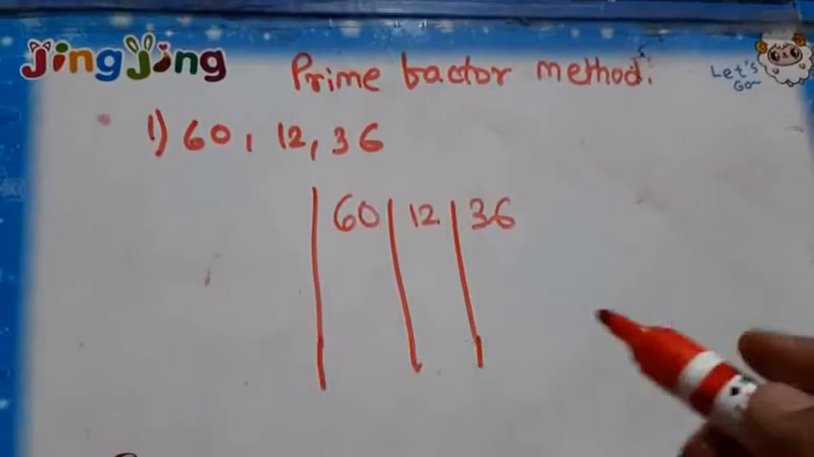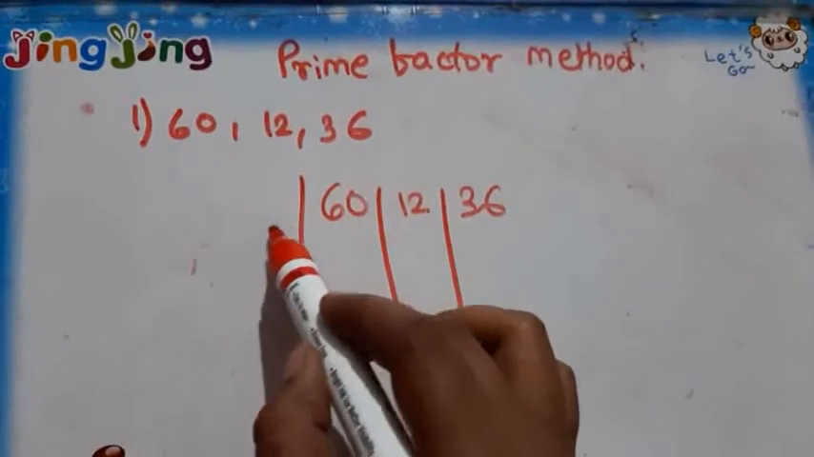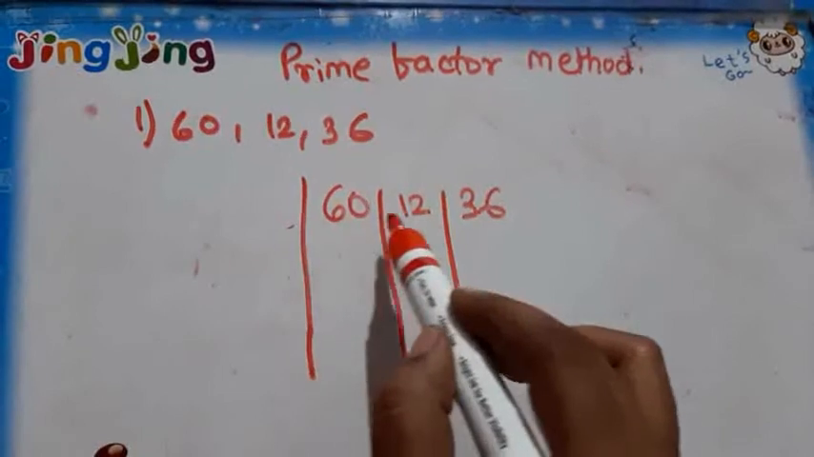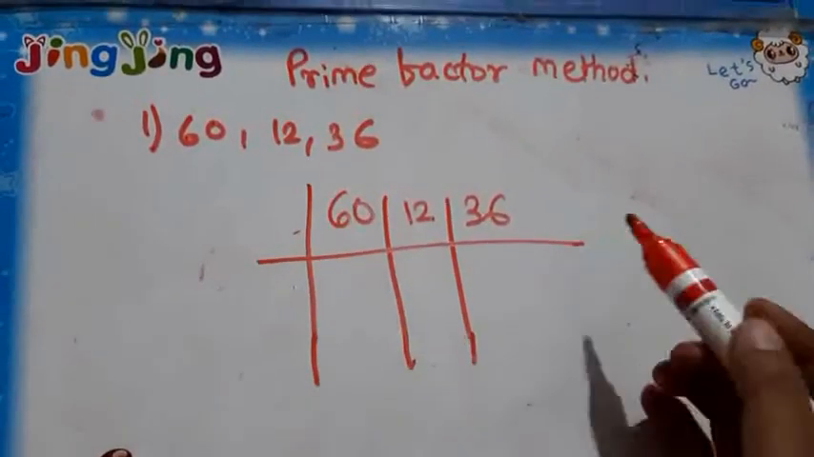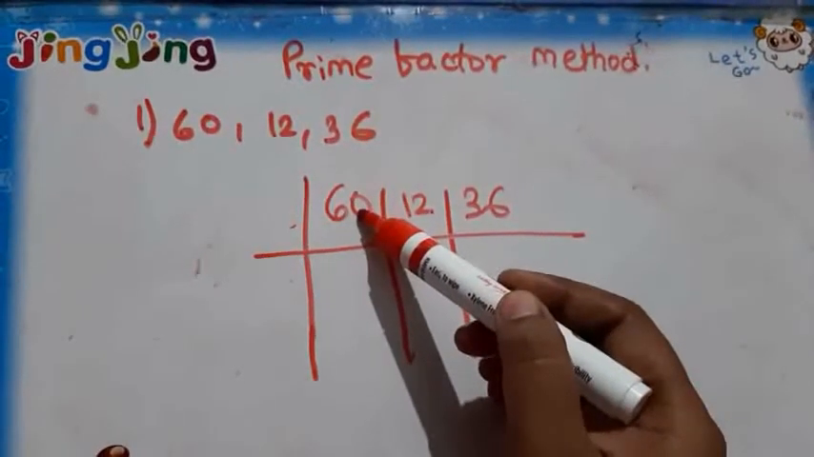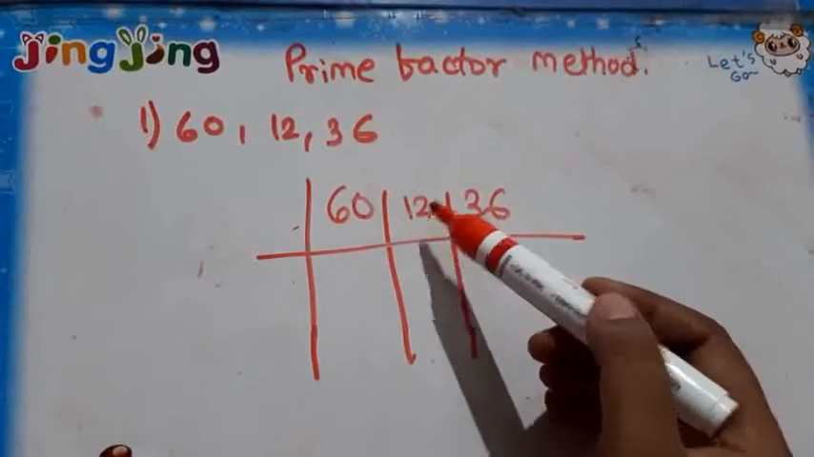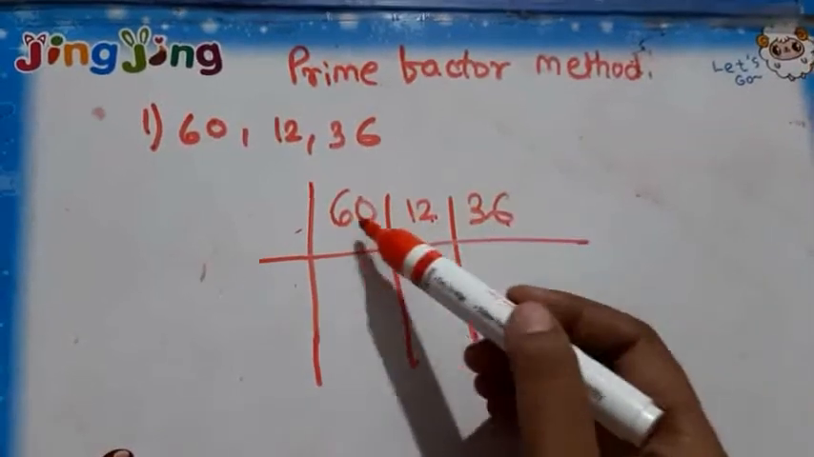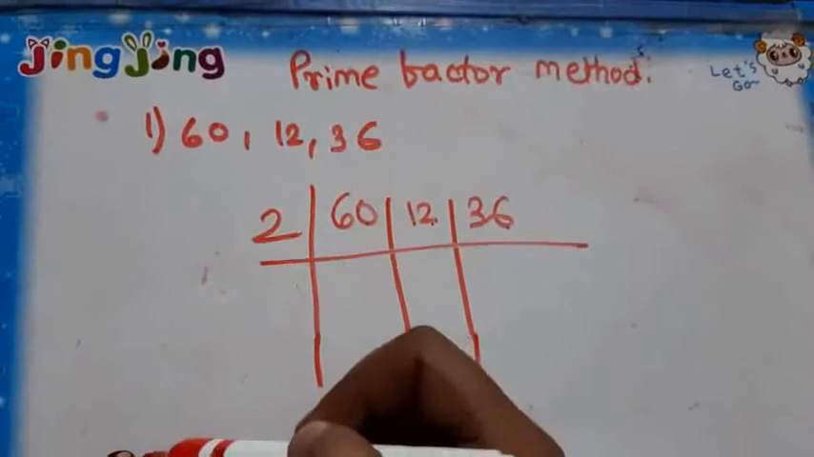For this also we have to find a number to write here such that it divides all these numbers. So check, we will start with 2. 60 is divisible by 2, yes. 12 is divisible by 2, yes. 36 is divisible by 2, yes. So for all these three numbers we can take 2.